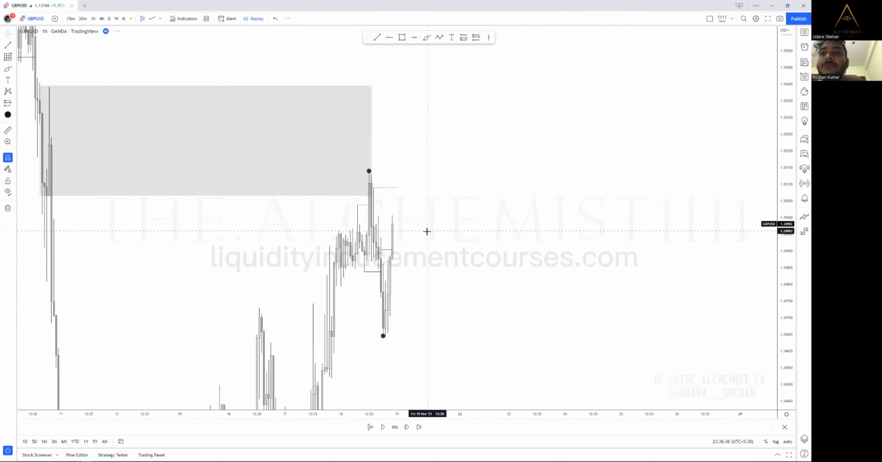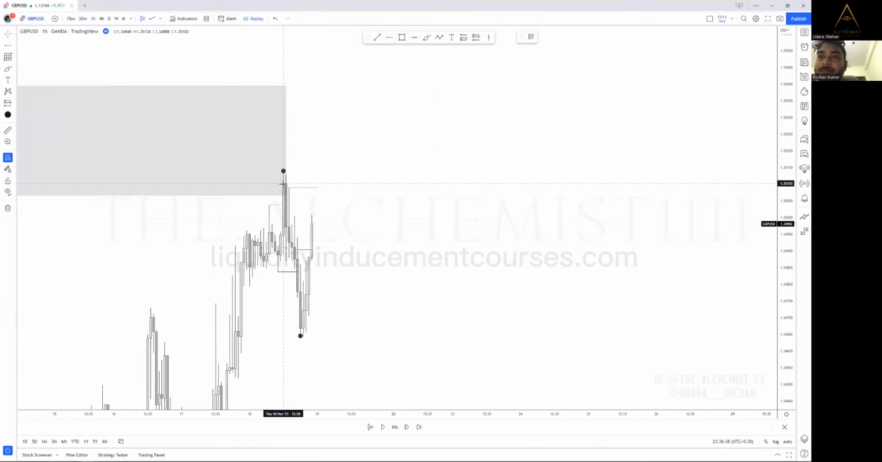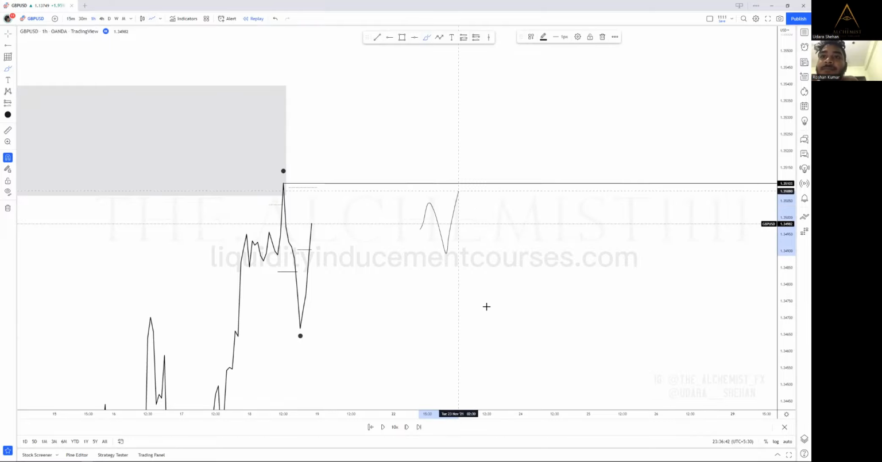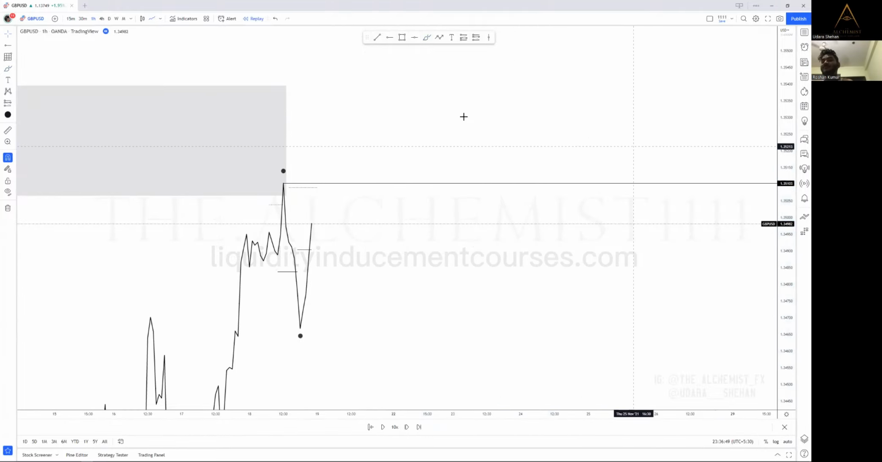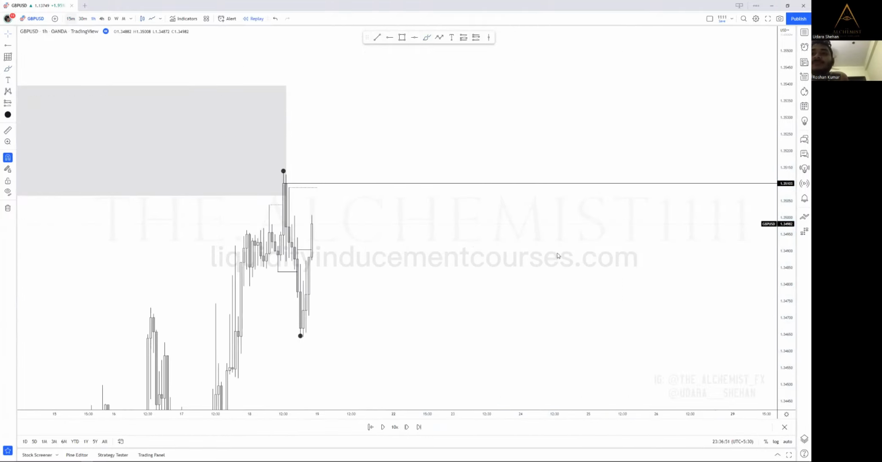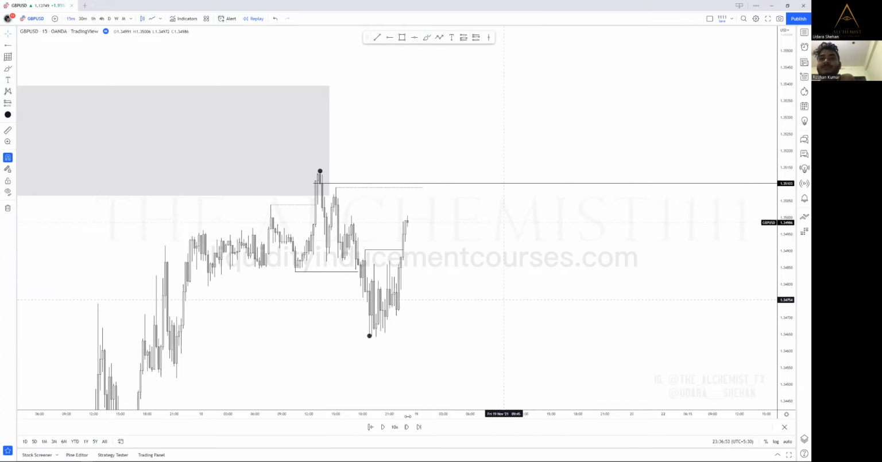High time frame point of interest. What do you have? H1 resistance. Or else use a line chart. You're getting this setup. Boom. You know what happens when this setup forms. Okay, it will melt. For sure it will. Now let's wait for the right time.